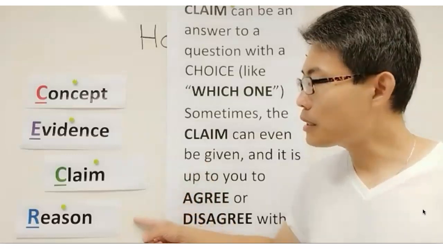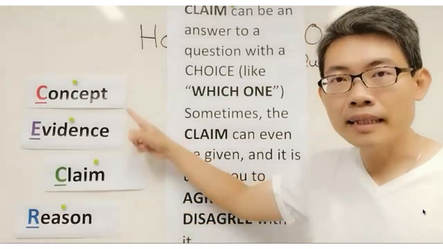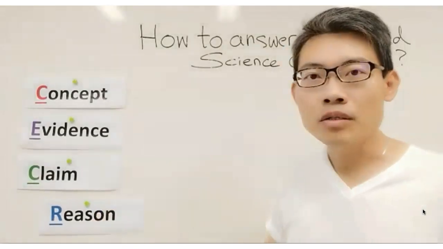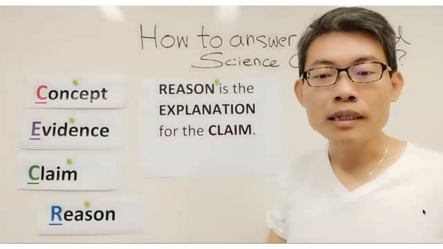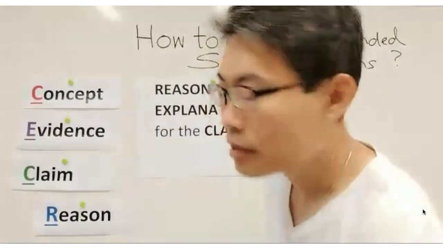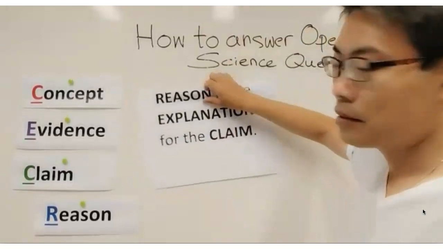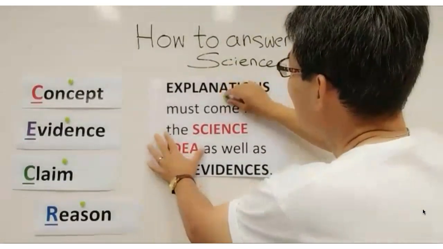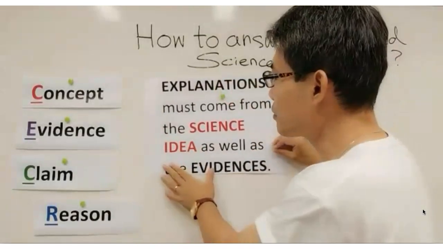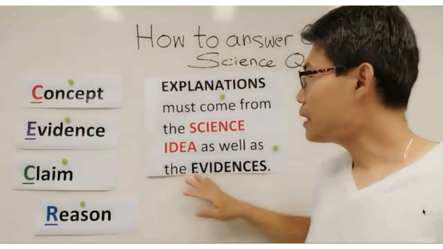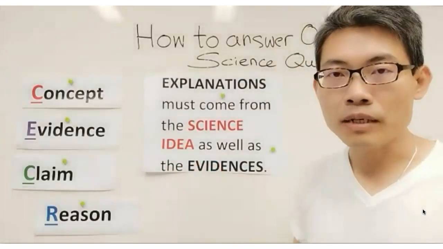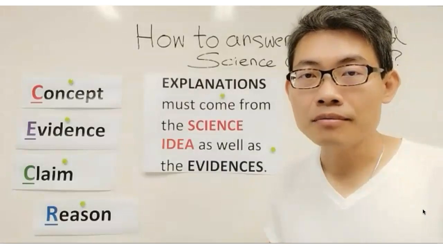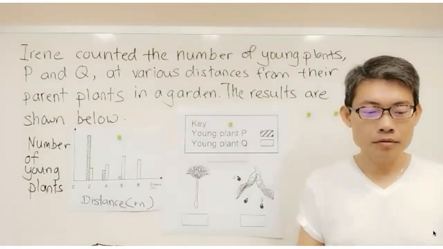This part here will be linked to concept and evidence. What is reason or reasons? Well, reason is the explanation for the claim. And this explanation has to come from the science ideas or the science concept, and it comes from the evidences as well. You will understand it better when we look at the examples. Let us look at an example now.